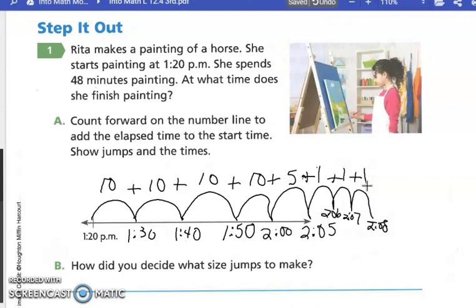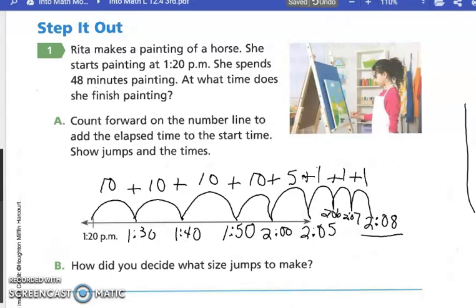Okay, let's go across the top and make sure we have 48 minutes. 10 plus 10 is, plus 10 is, plus 10 is, plus 5 is 45, plus 1 is 46, 47, 48. So what time is it when they finished? 2:08. 2:08. Very good. Okay.